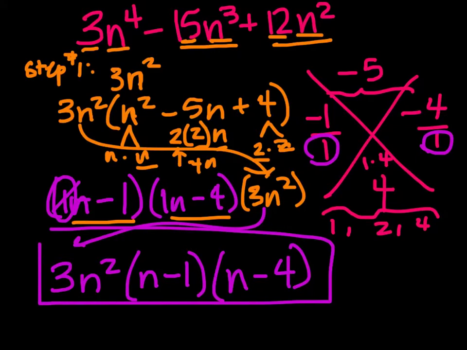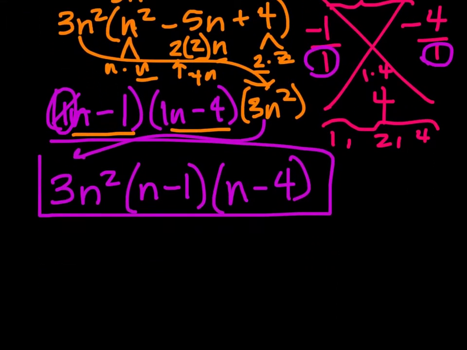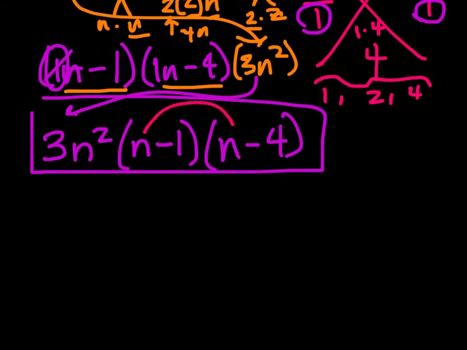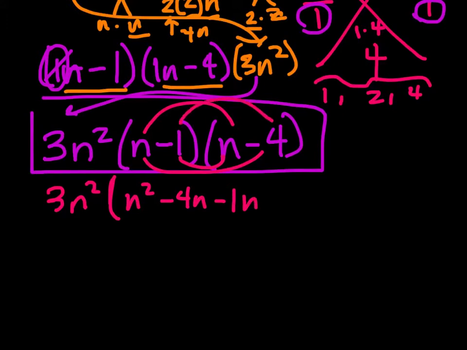Now if we want to, we can actually do the multiplication and see if we can get back to our original equation. Let's do that really quick. We'll do FOIL on our stuff. We'll do parentheses first, PEMDAS. So parentheses first says we need to do FOIL here, so we have 3n squared out in front. n times n is n squared. Outside terms, negative 4n. Inside terms, negative 1n. And then we have a plus 4. So we have 3n squared times n squared minus 5n plus 4.